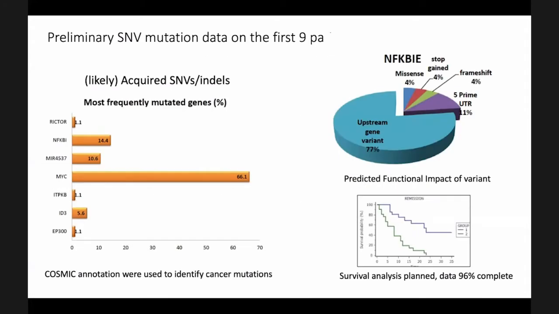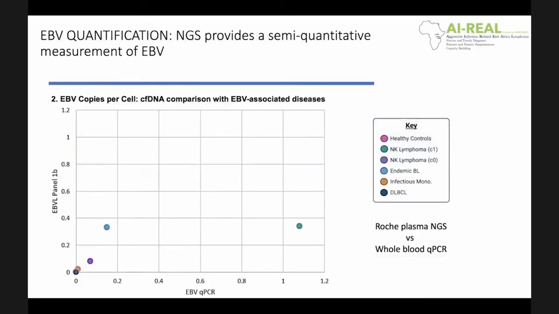We've also got some preliminary data on SNV mutation data, and I'm just illustrating this here very briefly. The analysis, of course, is still ongoing, but we can call mutations using our panel, and we've also started to perform some analysis, at least on the in silico predicted functional impact of variants in certain mutations that we've identified. And we are planning to perform a survival analysis once we have got the data available on all the 162 patients.